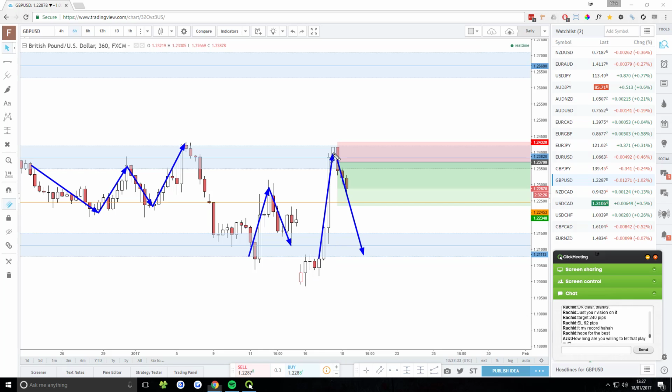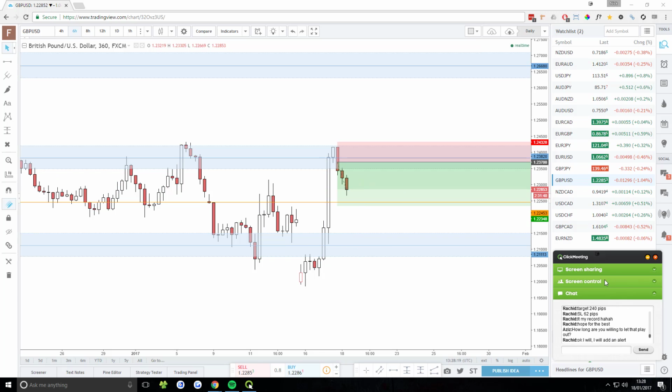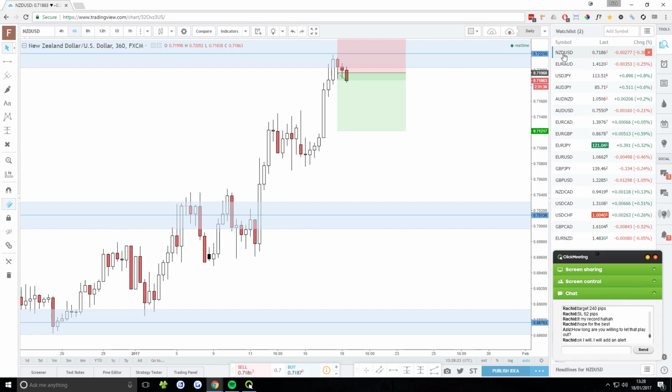Because this big move up was caused by Theresa May's speech. So yes, it did clear this area in a single candle, but that doesn't necessarily mean it's going to happen again, because this was a big news-based move, and it was big news. It was a speech about Brexit. I'd be concerned about that. Come on, New Zealand USD, start moving.